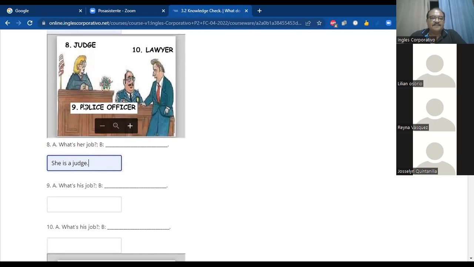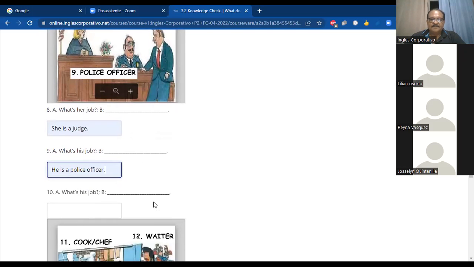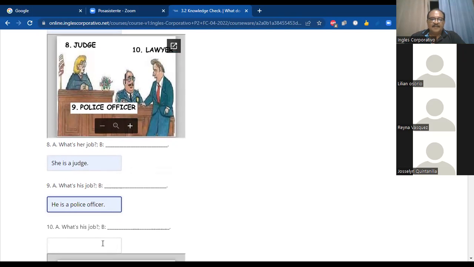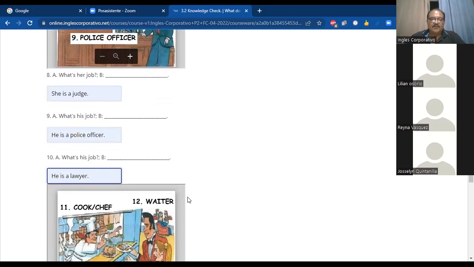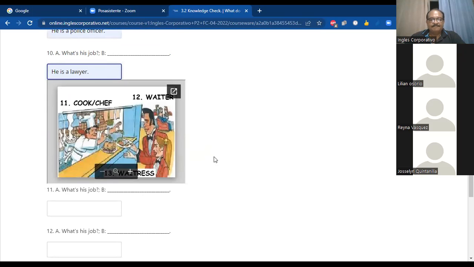Number nine. What is his job? Oh, no, this one. This is number nine. He's a police officer. Very good. That's nice. He's a police officer. What about this man? What is his job? He's a lawyer. Yes, he's a lawyer. Okay, lawyer. 11. What is his job?